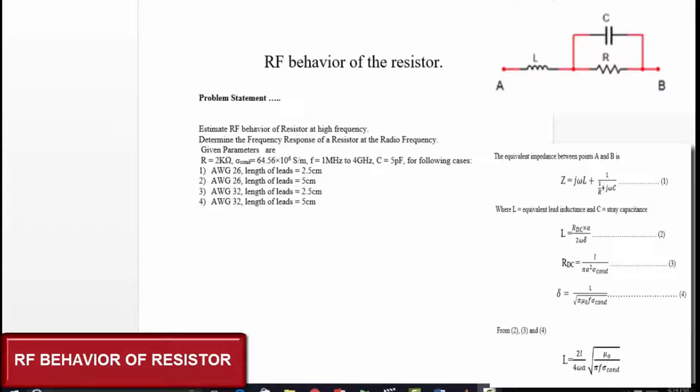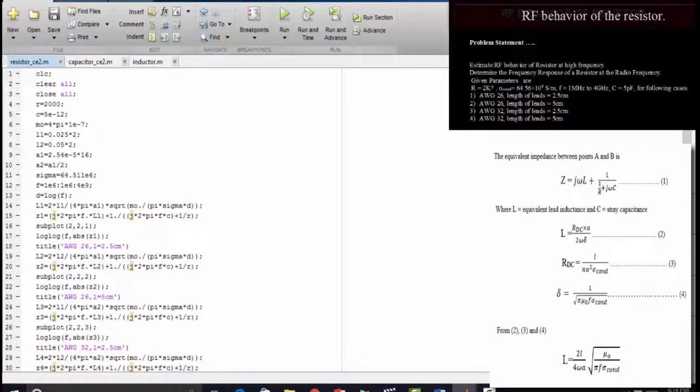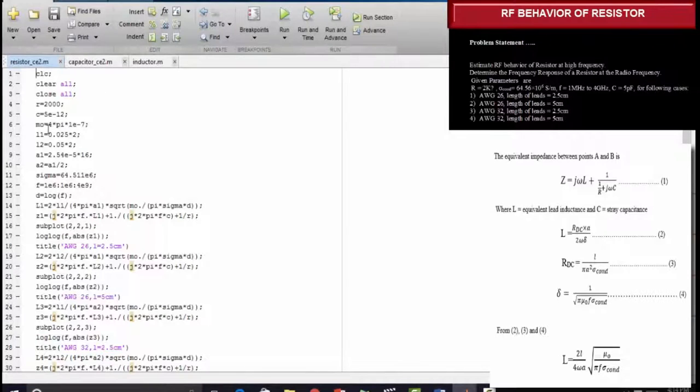Now let's see how the MATLAB code looks. So this is the basic MATLAB code for resistors. Now, CLC stands for clearing all the screens. Close all closes all the commands. Now, as we have seen in the problem statement, we have taken R equals 2000, capacitance equals 5 into 10 raised to minus 12.